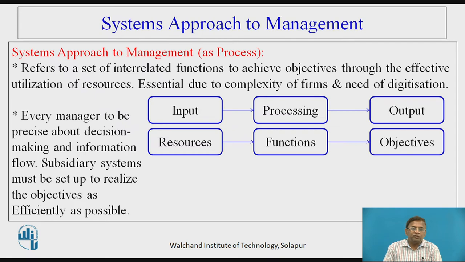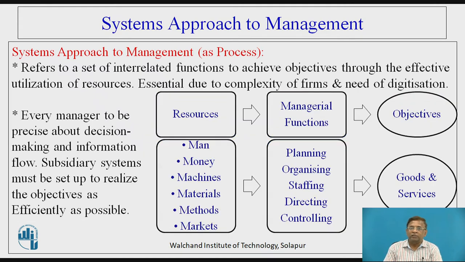Then subsidiary systems, meaning in a system you can have different subsystems, and these subsystems ultimately have to reach towards the objectives in efficient and effective ways of doing work. So this is what is happening. I'm trying to tell you what exactly might be included in input, output and processing, what might be resources, what might be functions, and what might be the part of objectives here in the systems approach to management. Now this particular figure would clear things up a little better.